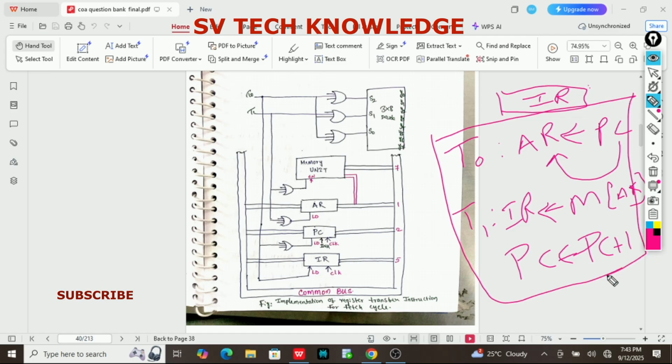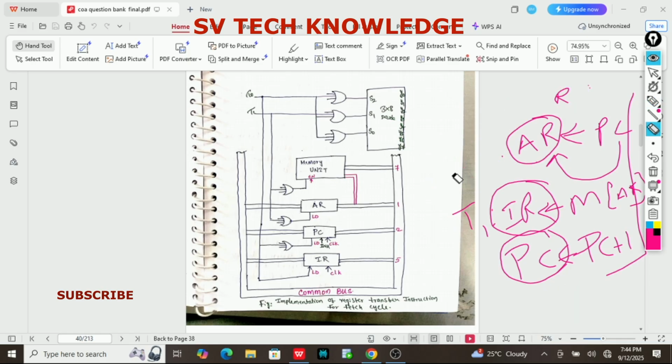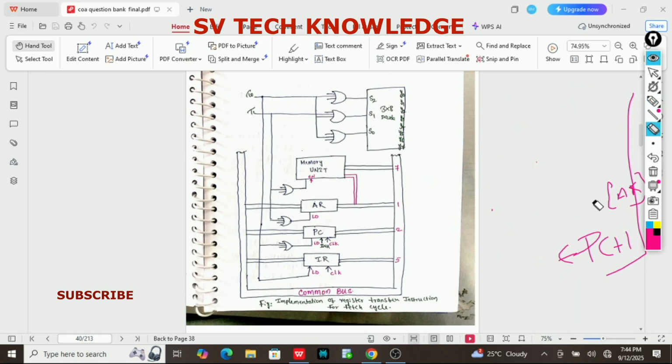What is the first operation we perform at time T0? Whatever the content in PC is transferred to the address register, and if you go to that address you will find some data or information, which will be transferred to the instruction register. Now we have to execute that, and the PC is counted, meaning plus 1, for the next instruction. These are the three things that happen in this particular fetch cycle.